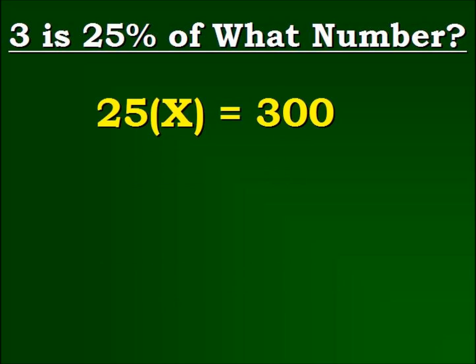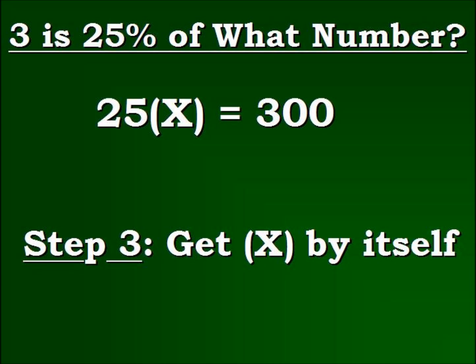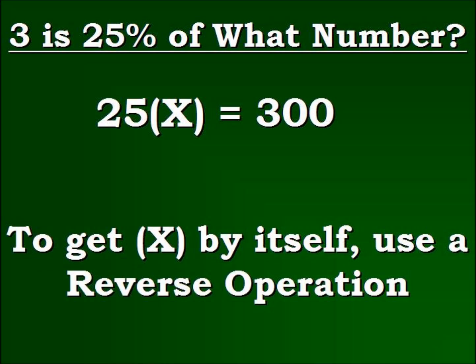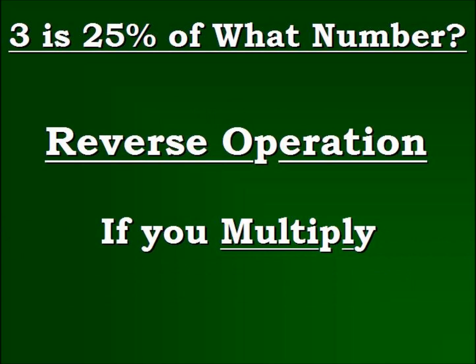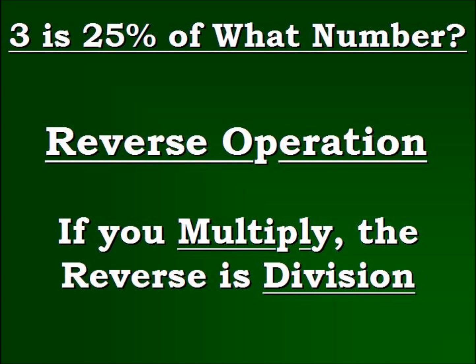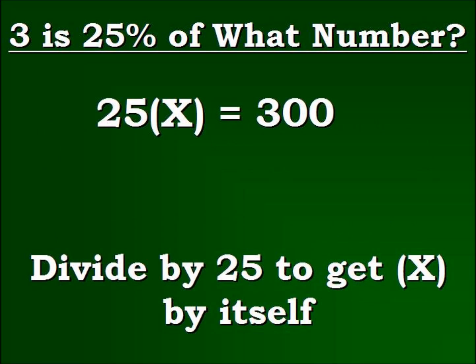What we want to do now for our third step is go ahead and get x by itself. To get x by itself, we're going to use a reverse operation. Some of y'all may know this as an inverse operation, depending on the textbook you have. But if you multiply to get x by itself, you're going to divide. Now we're going to divide 25 from x to get x by itself.